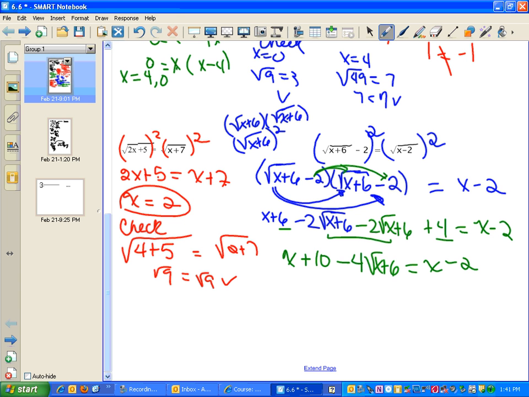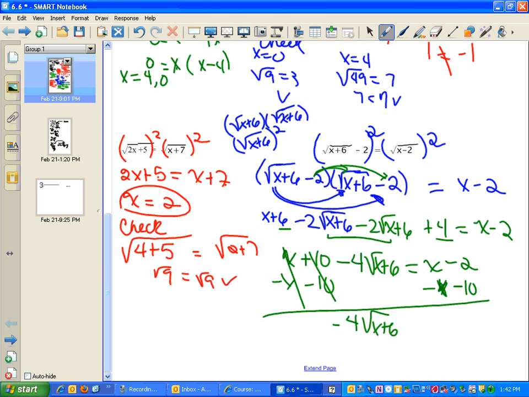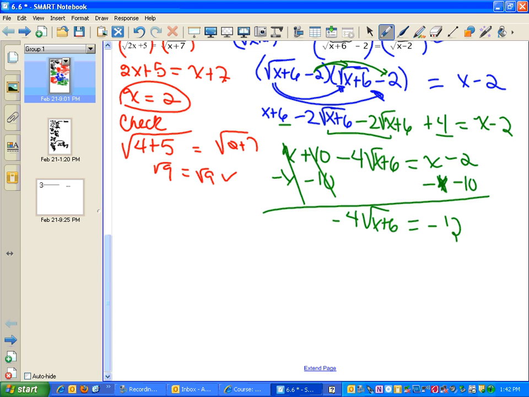So now that means everything that's not with the root can go to the right side. So I'm going to subtract the x and subtract the 10. And what's nice in this problem is while I get negative 4 root x plus 6, the x's drop out on the right. Would you agree? And I'm just left with negative 12. I can go one of two ways. Because I can get rid of this negative 4 by doing what to both sides?